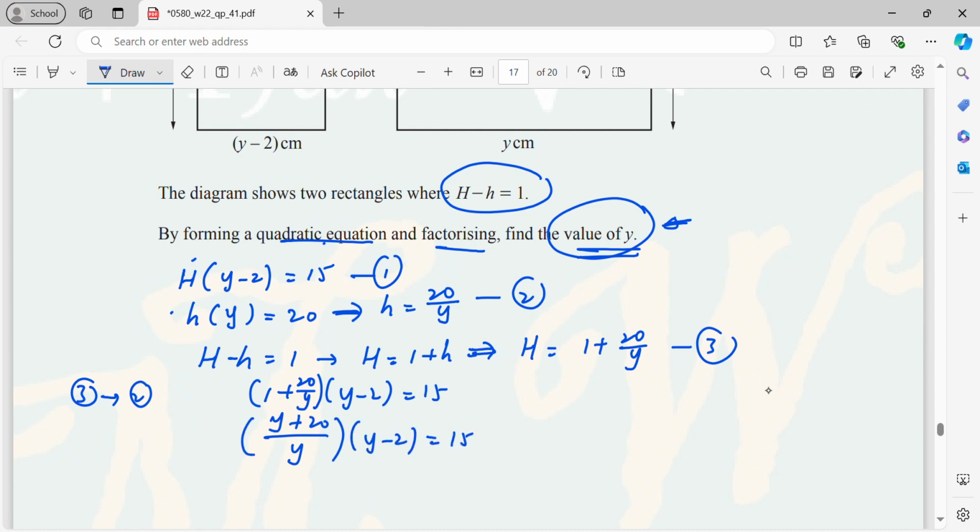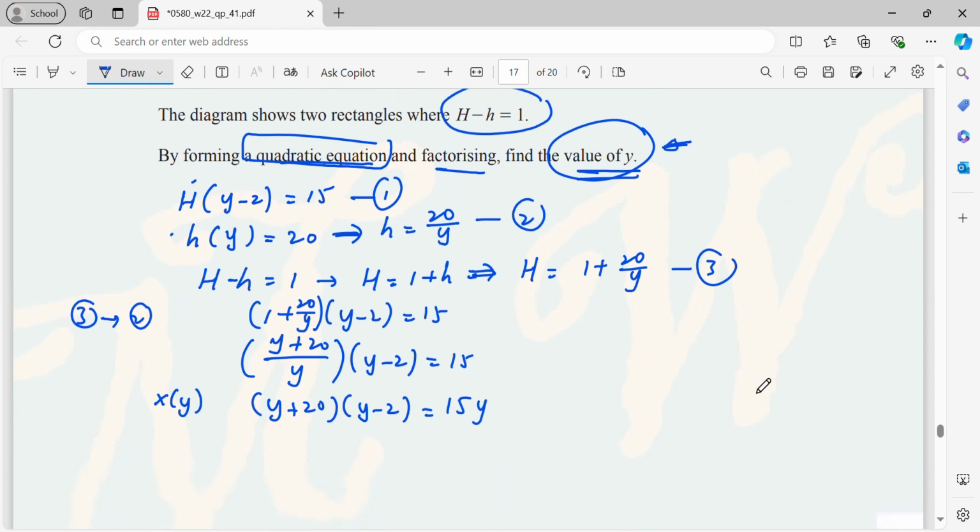And now to solve this, we need to get the quadratic equation. So you times the whole equation by y first. So I will get y plus 20 multiplied with y minus 2, that is 15y. For the left hand side, you just do expansion. So y times y minus 2 is y squared minus 2y, and the 20 you times into the bracket, you will be getting plus 20y minus 40.